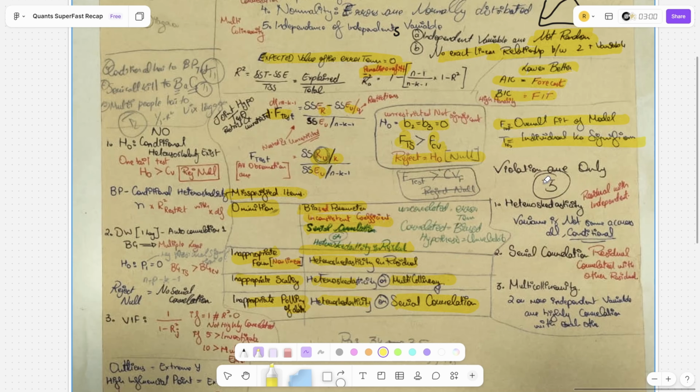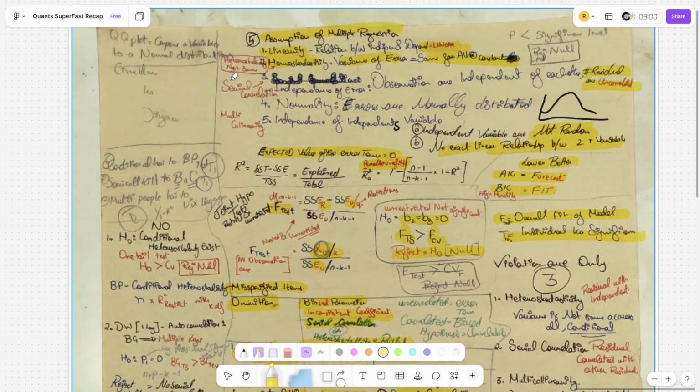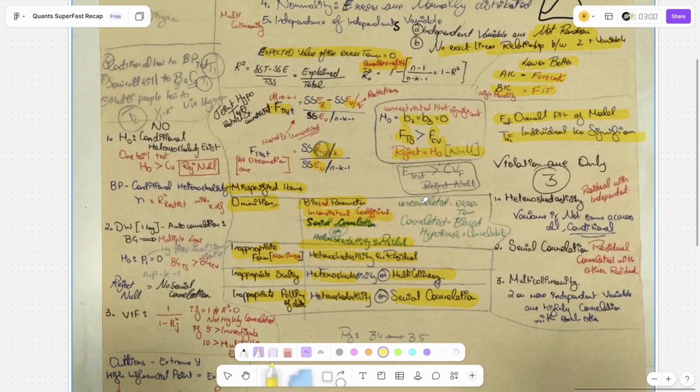The common violations are 3. So basically heteroskedasticity, meaning that the variance of the error term is not the same for all. The variance of the error term is not the same for all, meaning it is conditional. So that is one of the violations. And to detect that violation, we go for a test called the BP test. BP test meaning Breusch-Pagan test, which is for conditional heteroskedasticity. We are alright with unconditional heteroskedasticity, but we are not alright with conditional heteroskedasticity. So for that, the test is H0, meaning no conditional heteroskedasticity exists. So it is a one-tailed test.